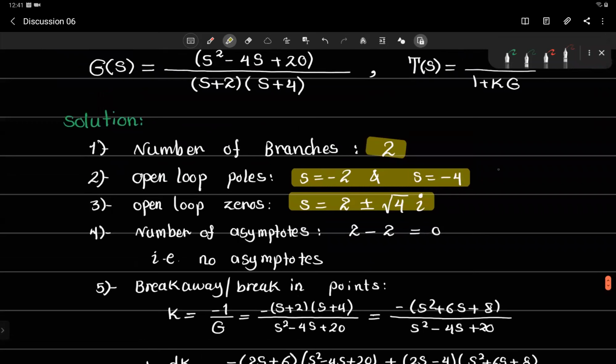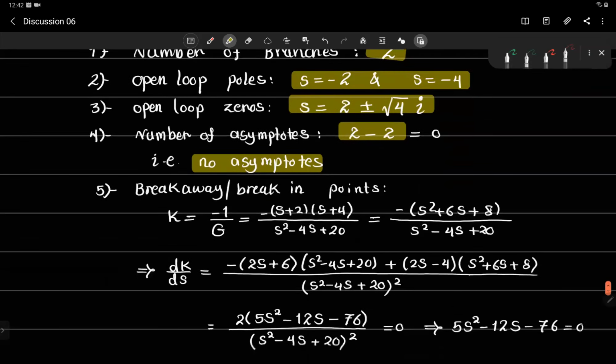Then we have the total number of finite poles is 2, and the total number of finite zeros is also 2. This means that the number of asymptotes is 2 minus 2, which is equal to 0. So we know we have no asymptotes, right?